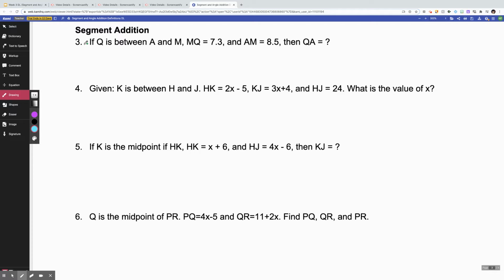Okay, so these get harder as we go down the list. The first one is definitely the easiest one, and 5 and 6 are a little bit more challenging. So let's look at number 3 here. This says if Q is between A and M.